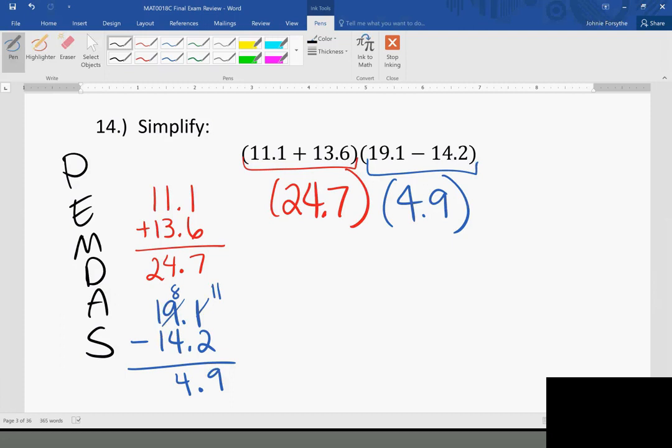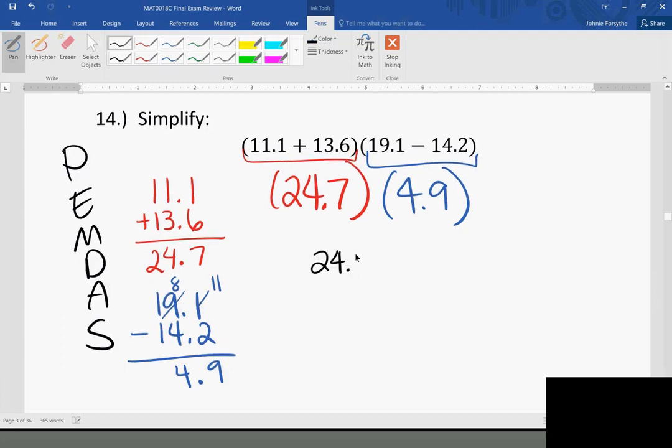So now to multiply decimals, we don't have to line up the decimals. So we're going to multiply them like whole numbers. So we're going to have 9 times 7, which is 63. Carry the 6. 9 times 4 is 36. Plus 6 is 42. Carry the 4. 9 times 2 is 18, plus 4, which is 22.